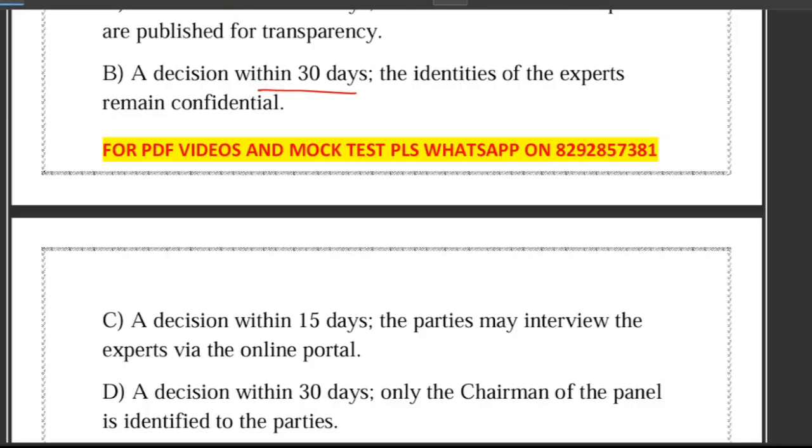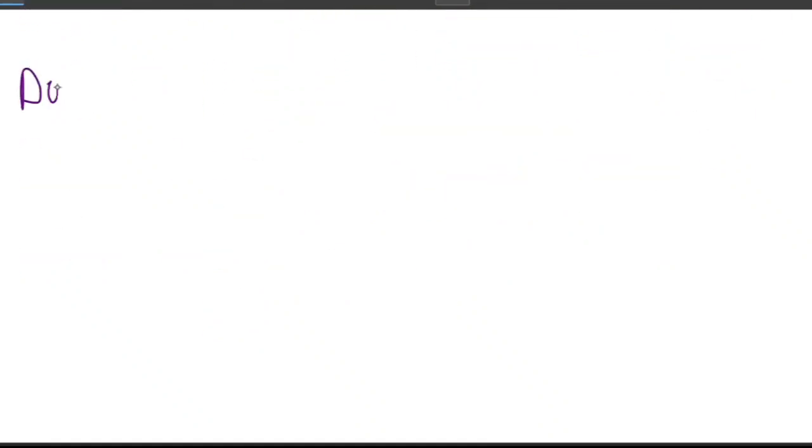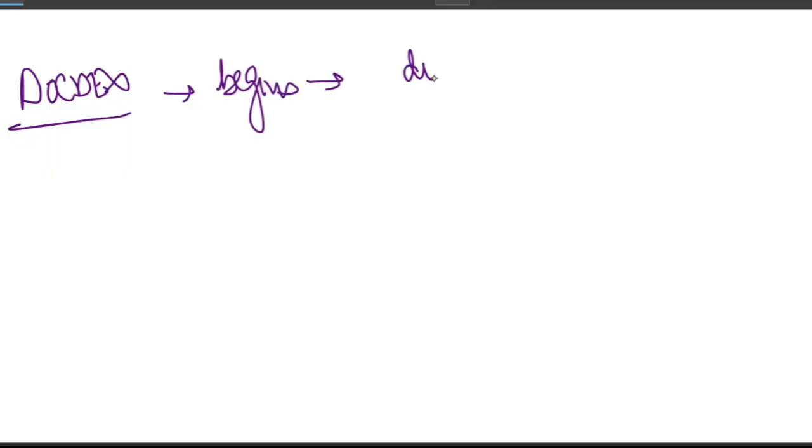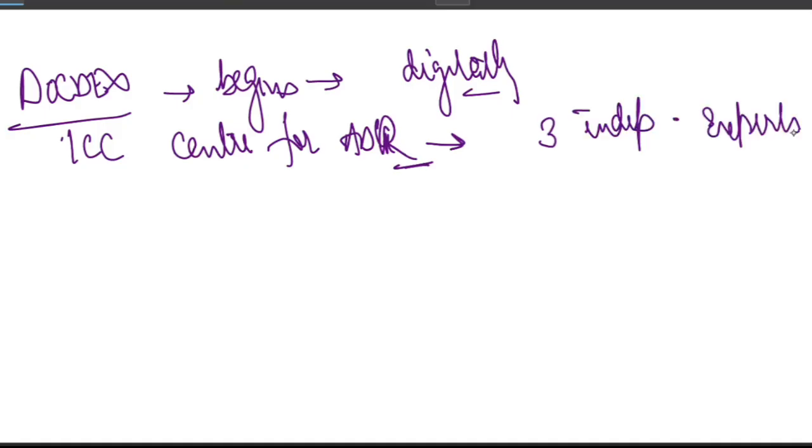Very good question it is. Let's understand this in a super simple way. We are talking about DOCDEX. Whenever the DOCDEX case begins, everything happens digitally. Please understand, everything happens digitally. So the ICC Center for ADR appoints 3 independent experts to review the case.